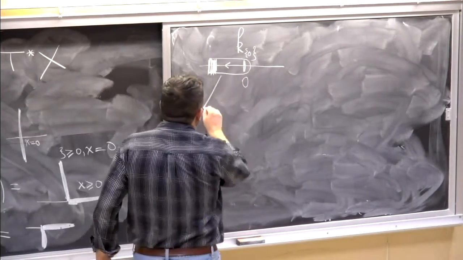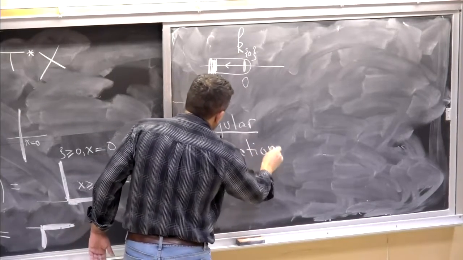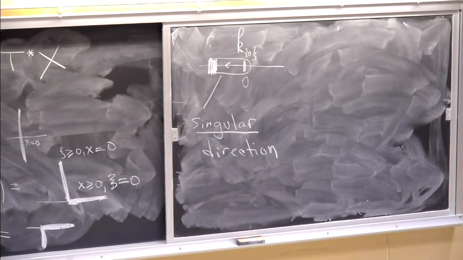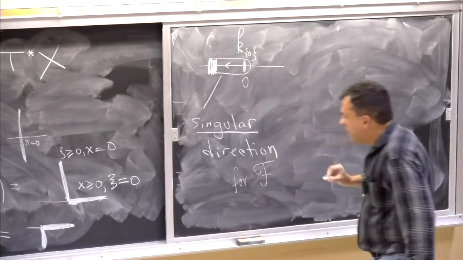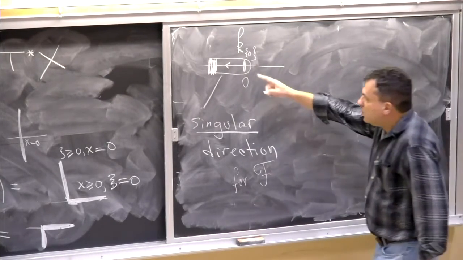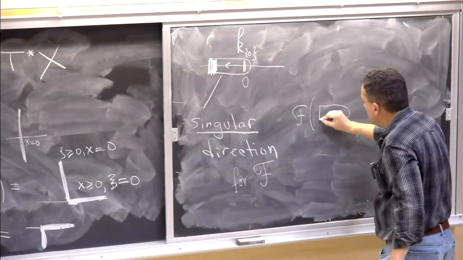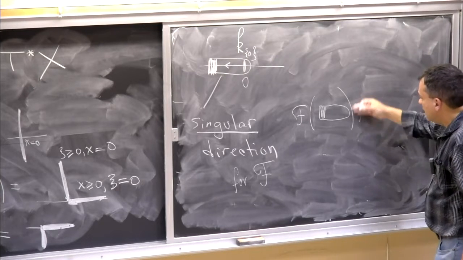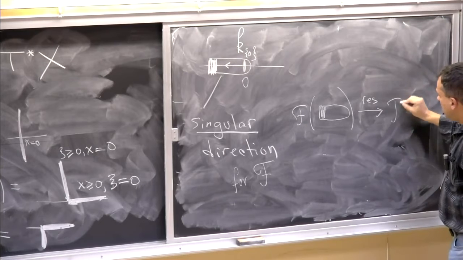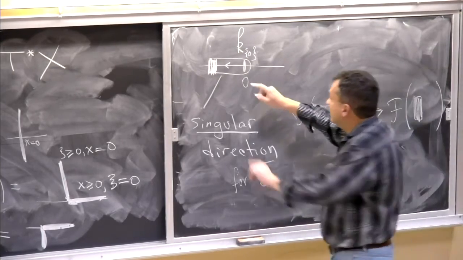I am saying that this direction is singular for F. Why is it singular for F? Because when I make it an open set like this, and evaluate F on this entire open set, it's not the same as when I restrict it just to the front part with the ashes and the fire. It's not the same, because my delta is inside.